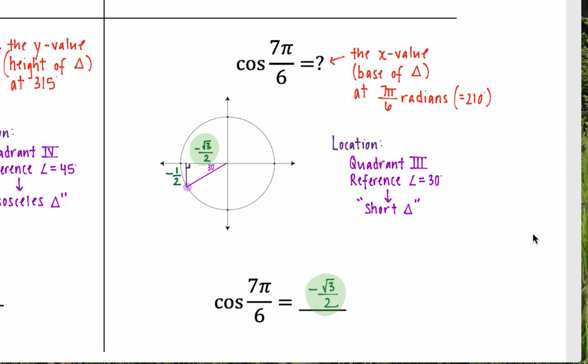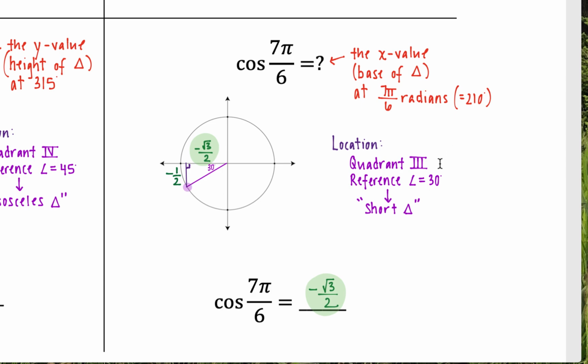This question is really exactly the same, maybe just a little more work to translate and think about radians instead of degrees. If I ask you for the cosine of 7 pi over 6, I'm really just asking you what is the x value or the length of the base of the triangle if I'm at 7 pi over 6 radians. You could either do some work to convert to degrees, that would give you 210, or we could think of how halfway around the circle is pi, which would be 6 pi over 6, so just a little bit more, 30 degrees farther would put us at 7 pi over 6.